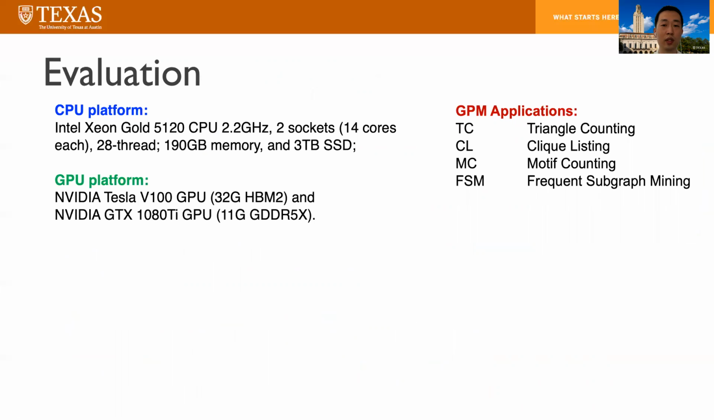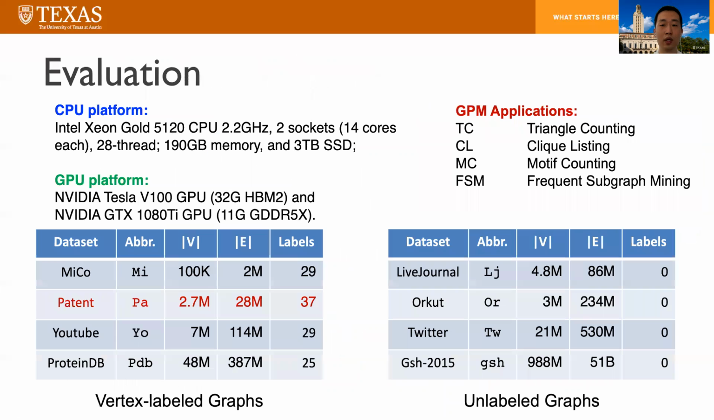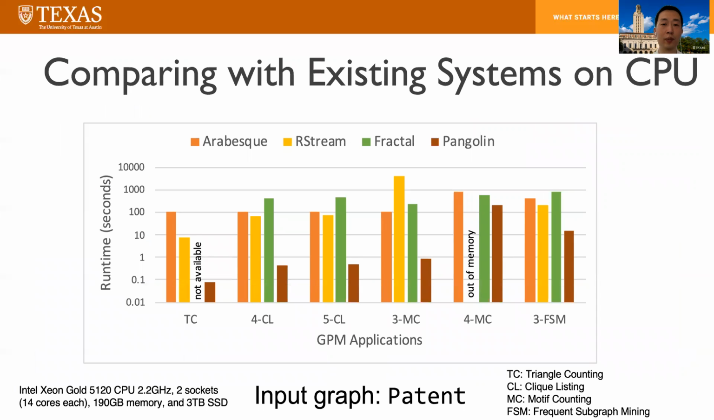We evaluate Pangolin on CPU and GPU using 4 GPM applications. These are some of the labeled and unlabeled graphs we used in the experiments. We used the patent data set to show the results in this talk. More results can be found in the paper. We compared the performance of Pangolin with previous GPM systems, Arabesque, RStream, and Fractal, all on the same CPU platform. The figure shows the execution time in log scale.